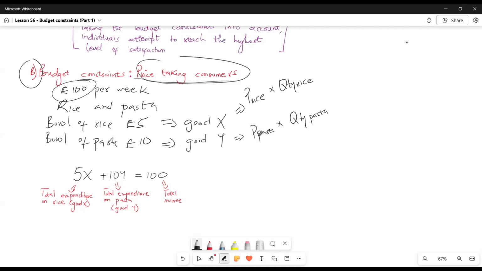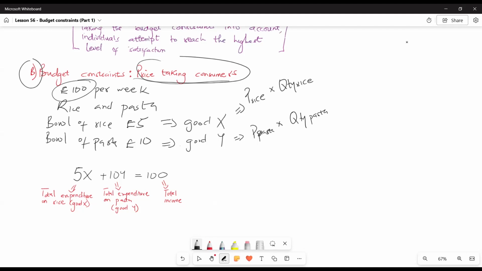Since Ella's income is £100 per week, her total expenditure on both goods cannot be more than £100. We have to note here that we are assuming no borrowing or savings. So no borrowing simply means that she cannot spend more than she earns per week, which is £100. So she can't borrow money from friends or family to spend more than £100. And no savings means that she has to spend all her income on rice or pasta. She cannot buy rice, pasta, and then save part of her income.